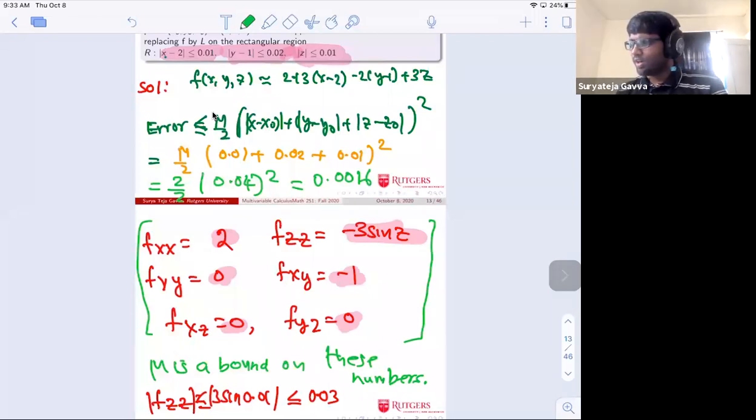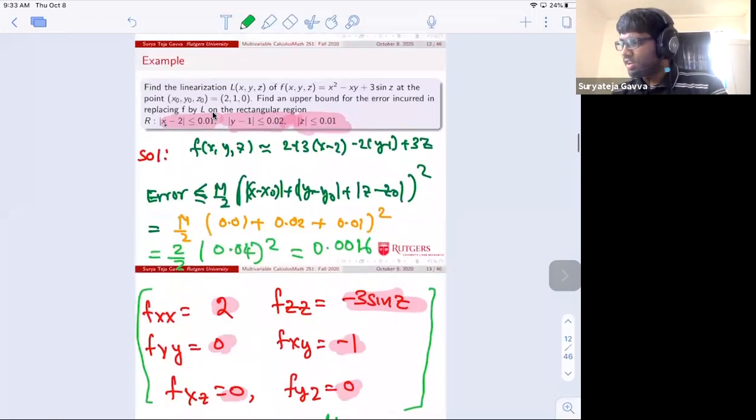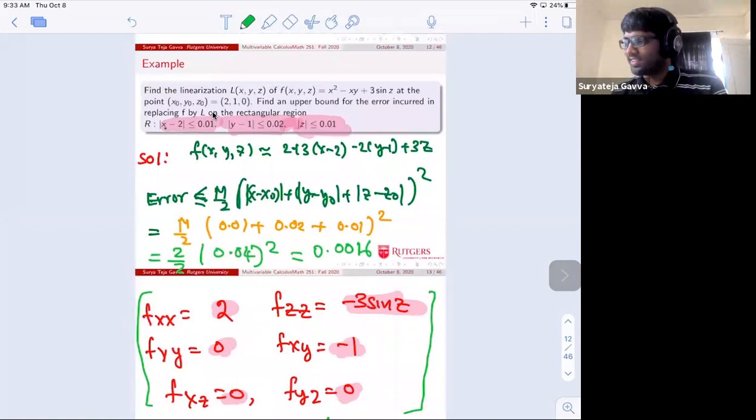Okay, so that's something that's there in the textbook. But I didn't tell you why this is the error, where this formula is coming from.